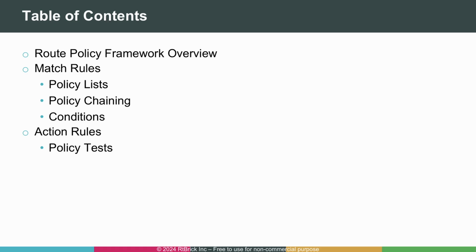Here's what we're going to cover in this clip. First, a high-level look at the policy framework. We'll break down the building blocks of a policy. Then, we'll move into the match logic with detailed examples to show how it works. We'll also introduce policy lists and policy chaining, powerful tools to help simplify large or complex configurations. Next, we'll touch on the concept of policy conditions. And finally, we'll walk through the actions that policies can perform and show you how to test them safely, without applying them in a live environment.